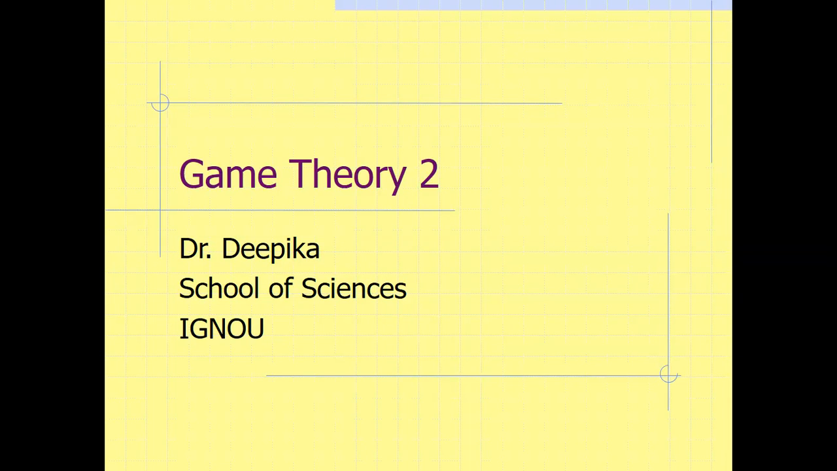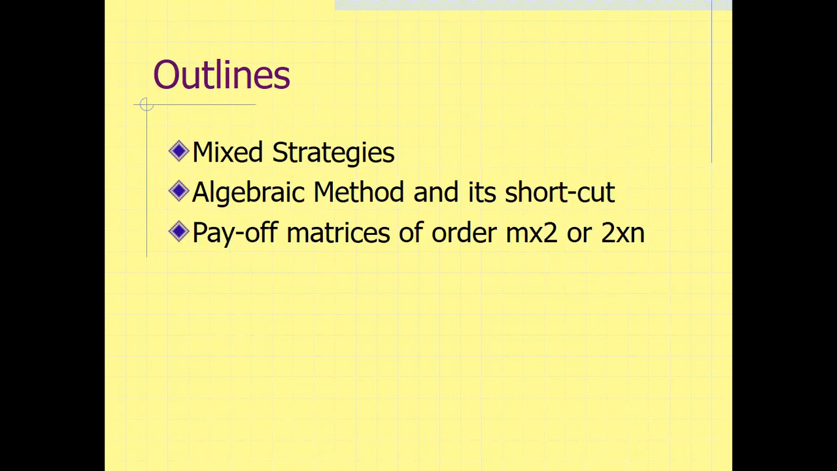I welcome you all to the second session of game theory. So far, in game theory 1, we have discussed the solution of games with pure strategies, where you could solve a game only when the maximin value for the maximizing player was equal to the minimax value for the minimizing player. In other words, the value of the game could be found only when there was a saddle or equilibrium point, and that game was called a game with pure strategy.